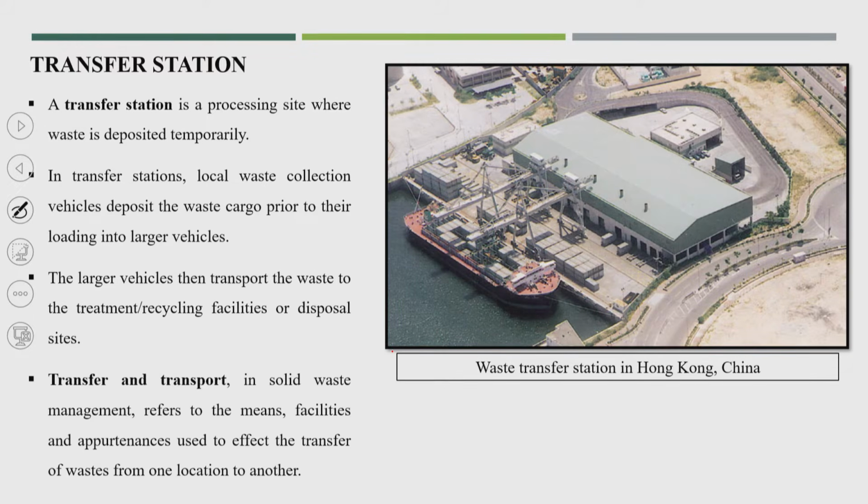Now, transfer refers to a facility used to effect the transfer of waste from one location to another location.